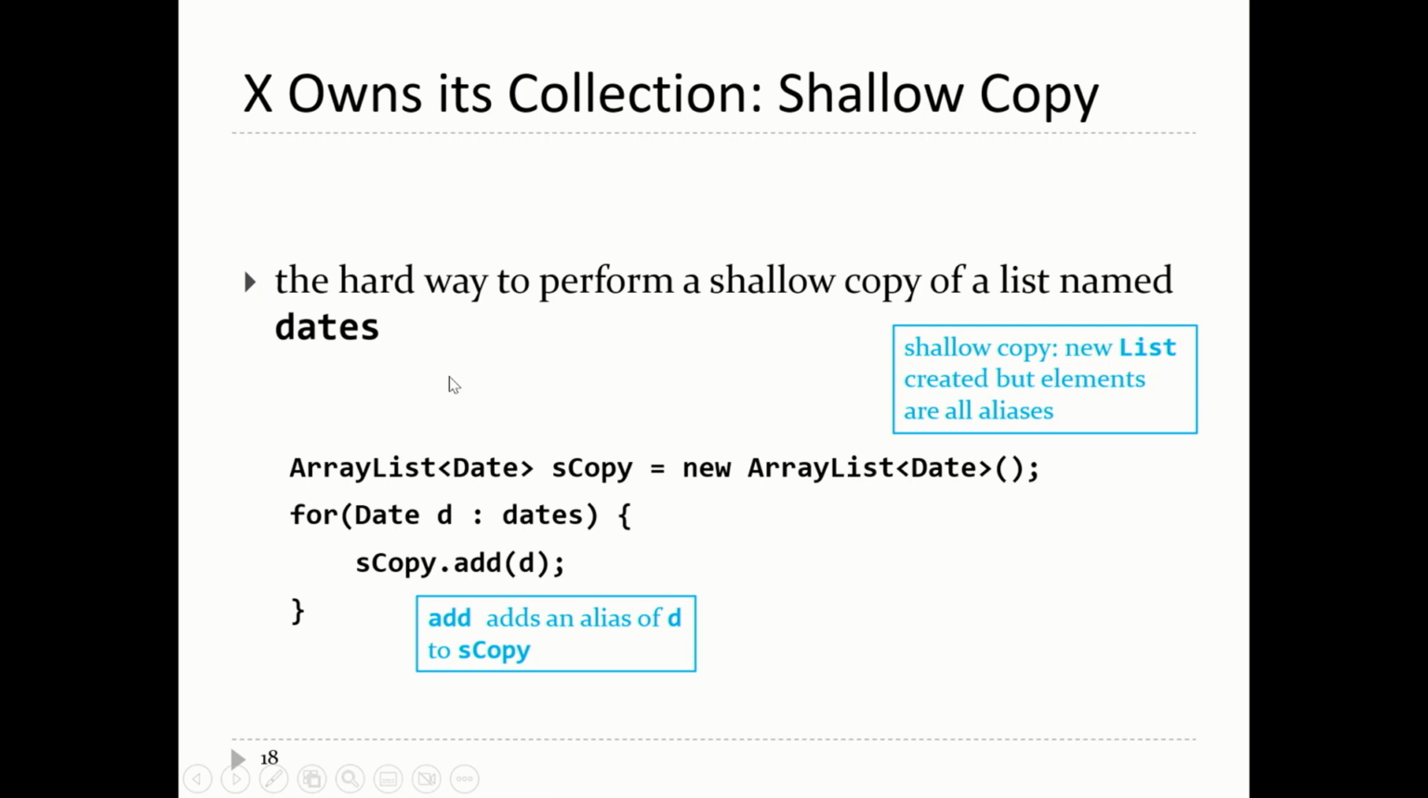Okay, so if you want to make a shallow copy of something, so if you have a list or a set, the hard way to do it is as follows. So scopy is going to be my shallow copy. So you make a new list. That's good. You've got a new list. Now you iterate over the original list, and you add the elements from the original list into the copy. And so there you're simply copying the references from one list into the other list. And so here you've written one statement to create the list, and then you've written the loop.